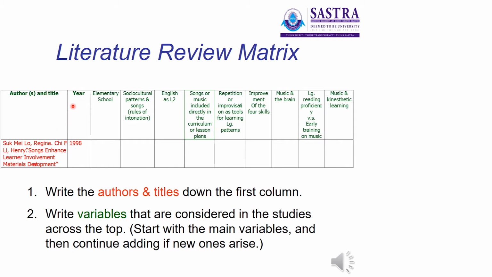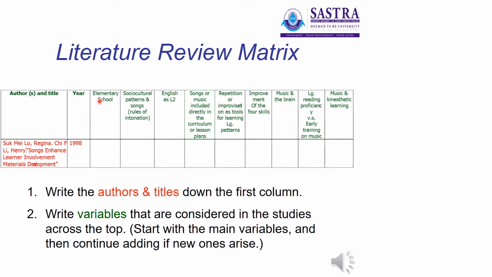So the literature matrix has been given here. If you look at the author and title, all that APA information has to be captured in the first and second column. In the second column we have given the year, and if you want you can add more columns so that you can also capture the publisher and journal title. And elementary school, socio-cultural pattern, English, all these are considered to be variables here.